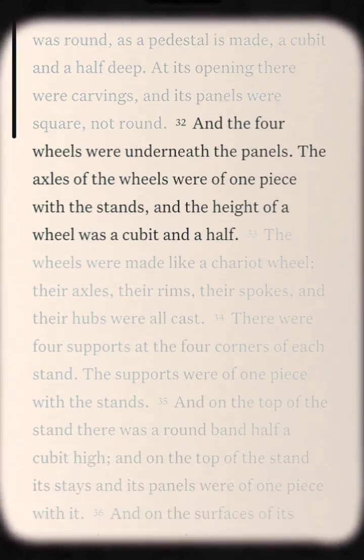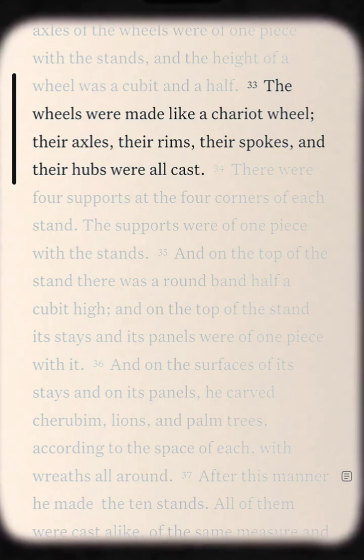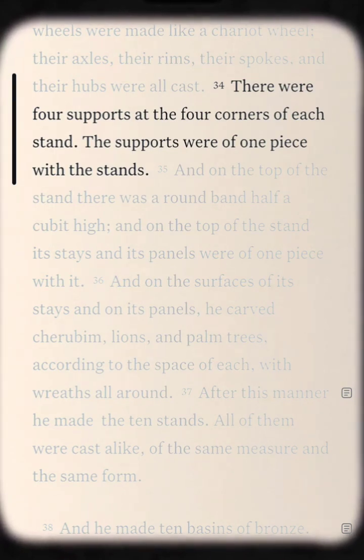And the 4 wheels were underneath the panels. The axles of the wheels were of one piece with the stands, and the height of the wheel was 1.5 cubits. The wheels were made like a chariot wheel. Their axles, their rims, their spokes, and their hubs were all cast. There were 4 supports at the 4 corners of each stand. The supports were of one piece with the stands.